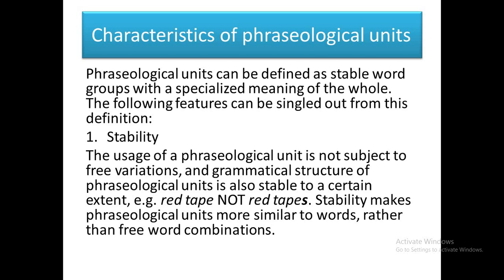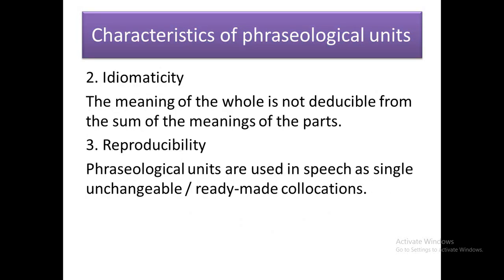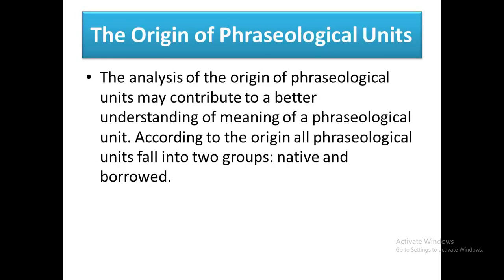Now, furthermore, we can better understand what phraseological units are by looking at their characteristics. Phraseological units have stability. So, we cannot say red tapes instead of red tape. The second characteristic is idiomaticity. The meaning of the whole is not deducible from the sum of the meanings of the parts. Then, reducibility. Phraseological units are used in speech as single, unchangeable, ready-made collections.